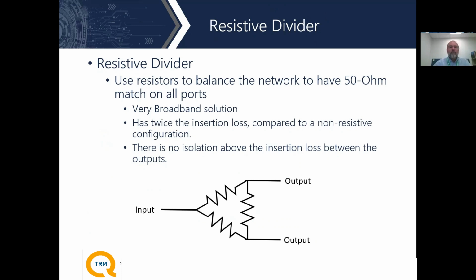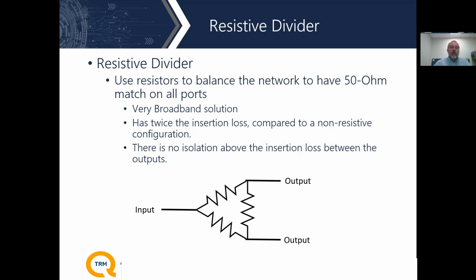This is a very good solution because it has extremely broadband response. These are all the resistors in there. Essentially it works from DC right through as high as the mechanical layout of the circuit will allow, without having any parasitic detuning happen. The downfall of this circuit is it has twice the insertion loss compared to a non-resistive configuration. In this example here, the two-way that you're seeing on your screen, the insertion loss here will be 6 dB, twice that of a normal two-way.